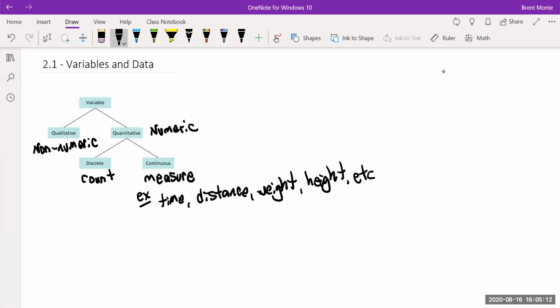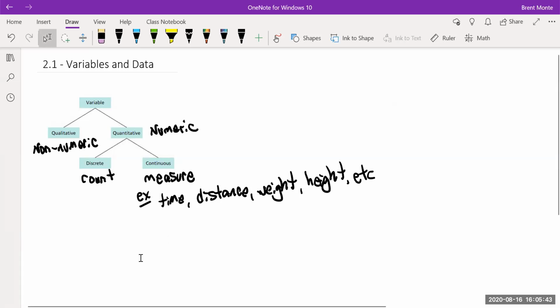And the reason it matters is because there are some tests and some graphical displays we can only do with qualitative data or we can only do with quantitative data. Furthermore, there are tests we can only do if it's discrete quantitative data, and other tests we can only do if it's continuous quantitative data. So it's important to get our feet wet here and to understand at the beginning what the differences are between these. Okay, so we've got a little bit of that idea right there.